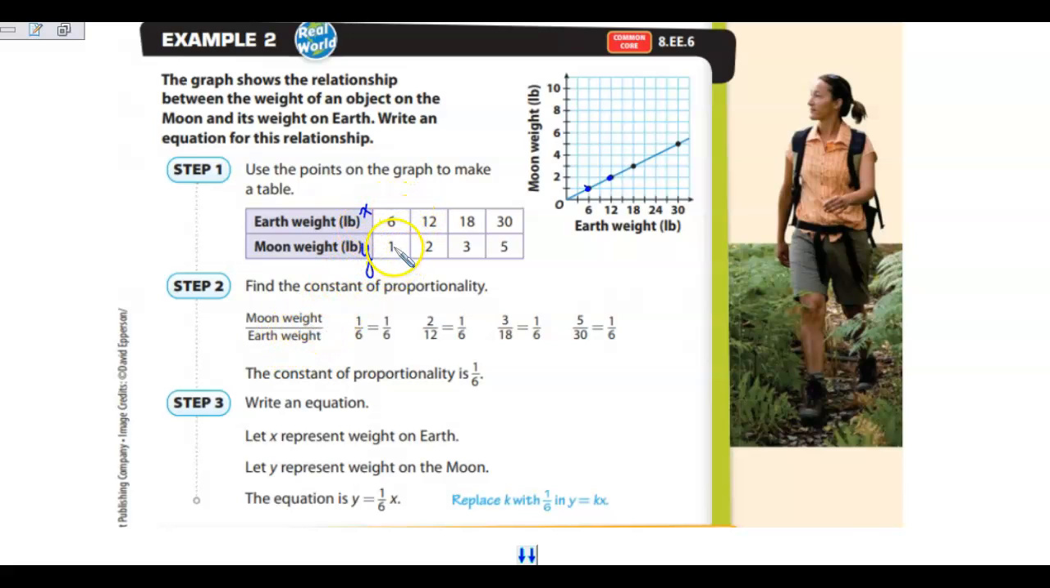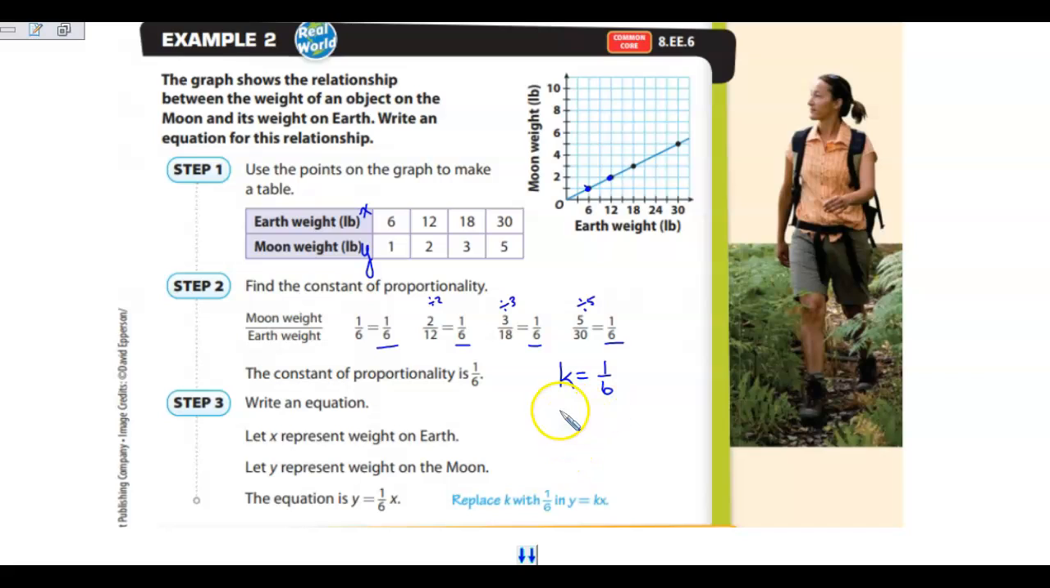So we're going to take 1 divided by 6 and get 1/6. We have 2 over 12. Simplify those by dividing both by 2. 2 divided by 2 is 1. 12 divided by 2 is 6. On 3 over 18, both divisible by 3. That's 1/6. And then 5 over 30, divide by 5, and that's 1 over 6. So each one has 1/6, so we have a constant of proportionality where the constant of proportionality is 1/6.